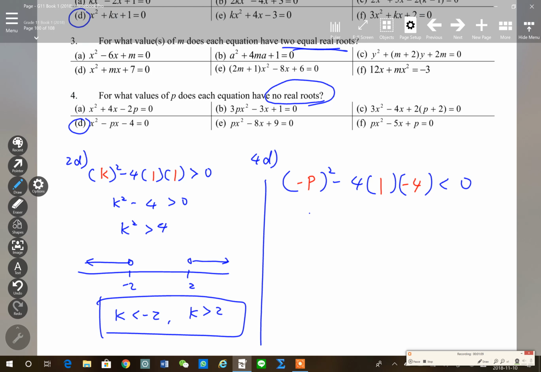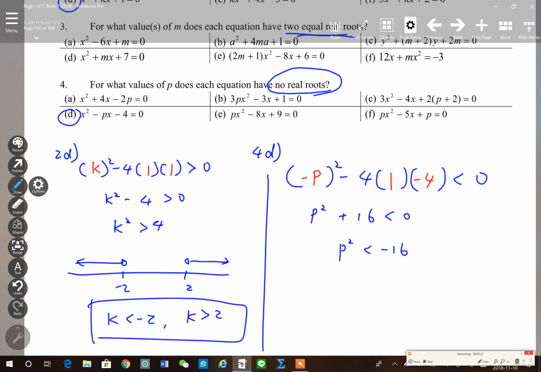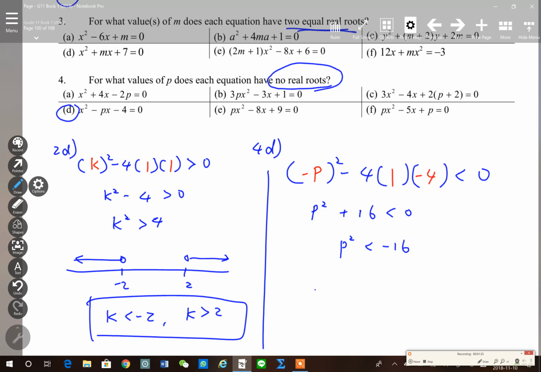So negative P squared is just P squared. And then plus 16 less than 0, P squared is less than negative 16. Now for this one, we should be thinking about outside or inside? In between, right? In between the roots. What are the roots? What number squared can give you negative 16? No roots, right? What does that mean then?